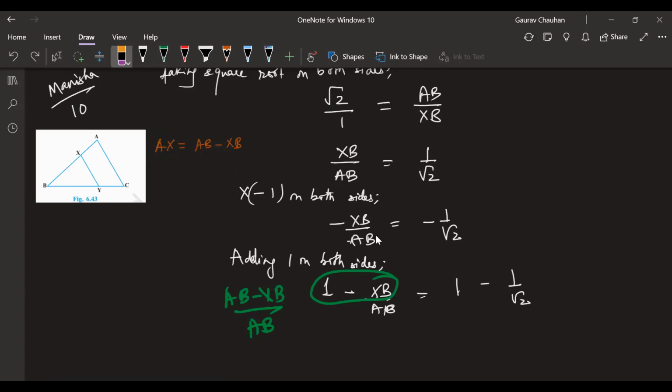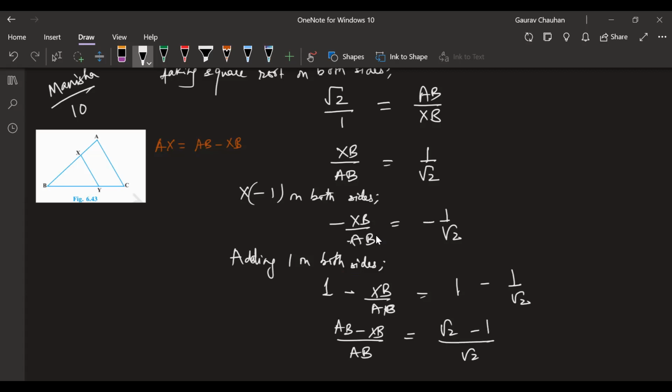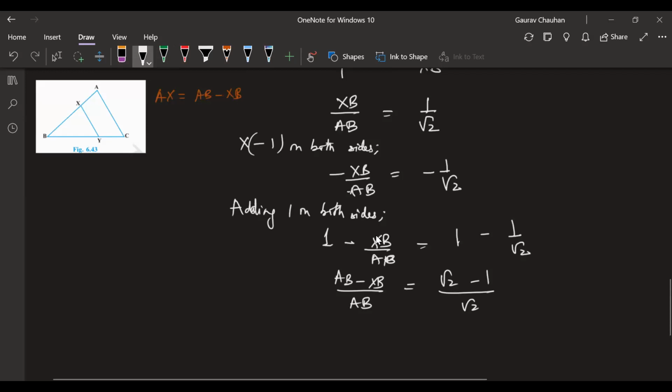So what I did was, in order to reach this place, I had only XB by AB. But in order to reach this, we did all of this: first multiplying by minus 1 on both sides, then adding 1 on both sides. So finally I get AB minus XB by AB is equal to root 2 minus 1 by root 2. AB minus XB is nothing but AX. AX by AB is equal to, this is my ratio, root 2 minus 1 by root 2.